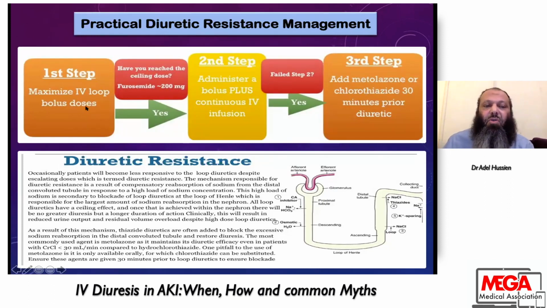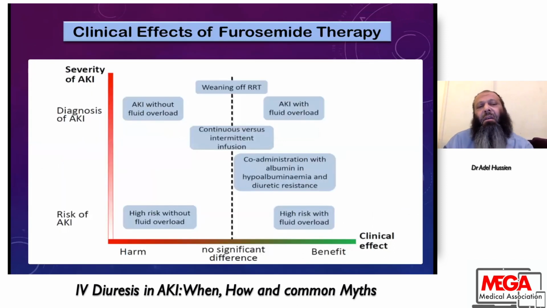And this is the practical approach to manage diuretic resistance. First step is to maximize the loop diuretics to the 200 milligram. Then if you reach it and the urine output is still not adequate, you will administer boluses plus continuous infusion. If you fail this approach, you add the combination of infusion plus metolazone.